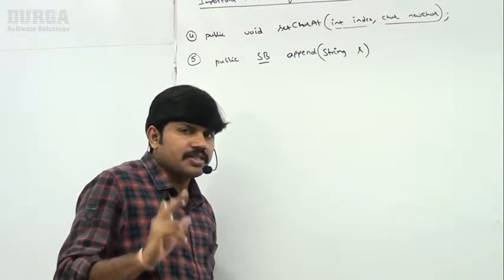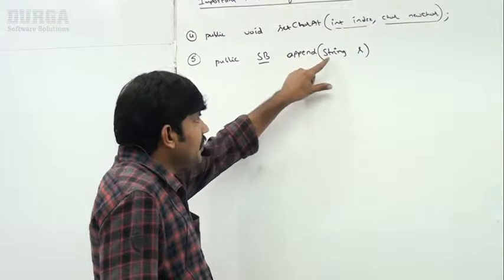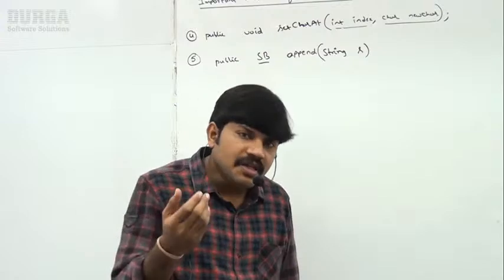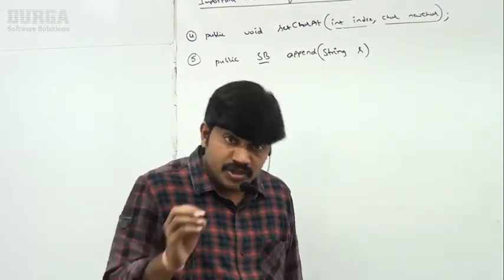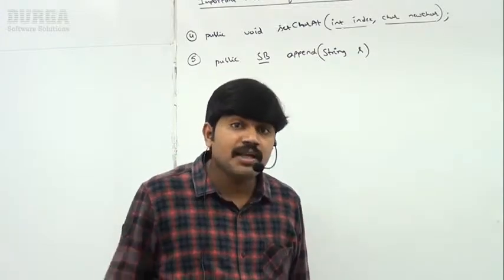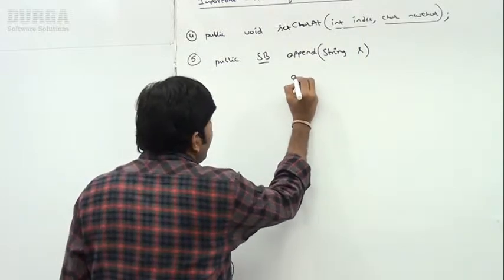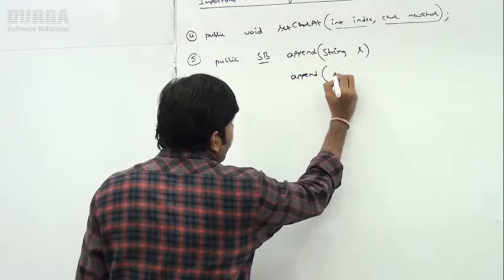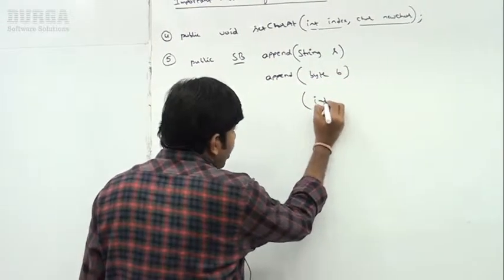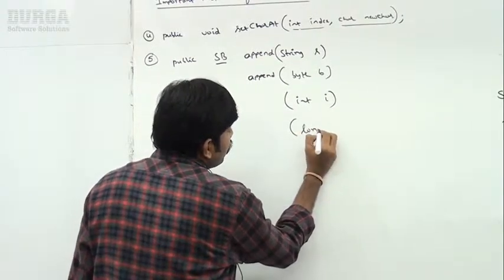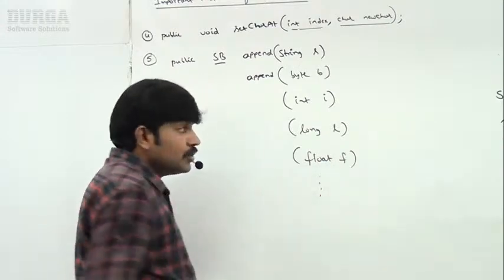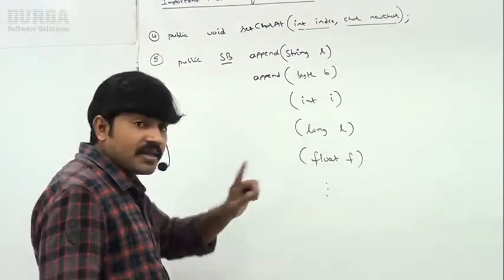Now take very special care. The append method argument need not be a string. You can take any type. Boolean you can take. String value you can take. Int value you can take. Byte value you can take. There are multiple append methods available. Append of byte value you can take. Next, int value you can take. Long value you can take. Are you getting? Float value you can take. Double value you can take. So multiple append methods are available.